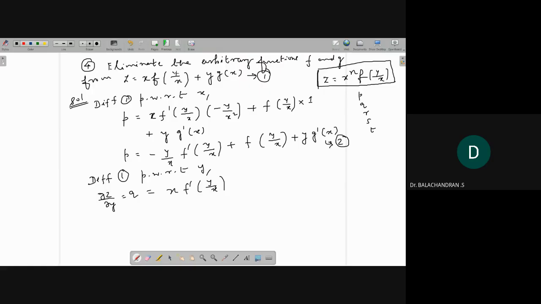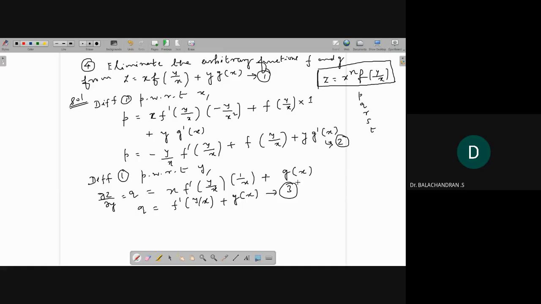If you differentiate y by x with respect to y, you will get 1 by x, plus y into g of x. If you differentiate with respect to y, 1 into g of x, or just g of x. If you simplify this, you'll get q equal to, x gets cancelled, f dash of y by x plus g of x. So this is equation 3.